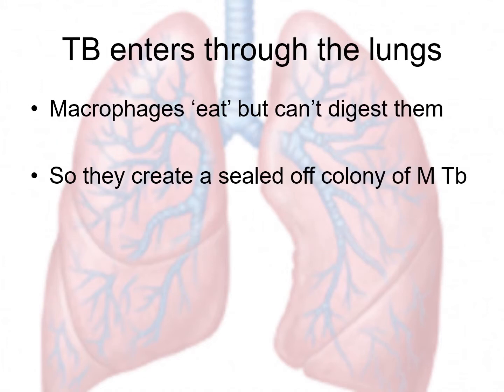TB goes in through the lungs, the macrophages eat it, but really can't digest it, so it really creates these cavitations, these pockets in the lungs, especially in the upper lobes. So it'll create a sealed off colony of MTB. MTB can infect other parts of the body as well.